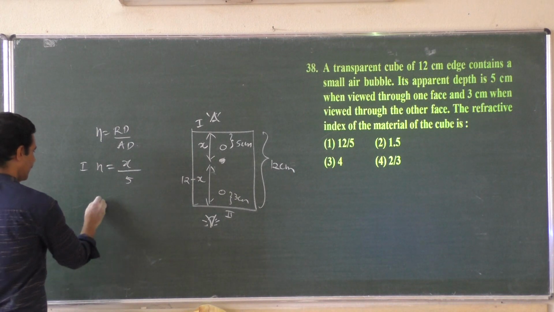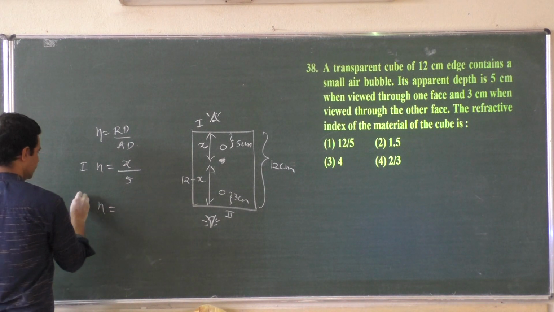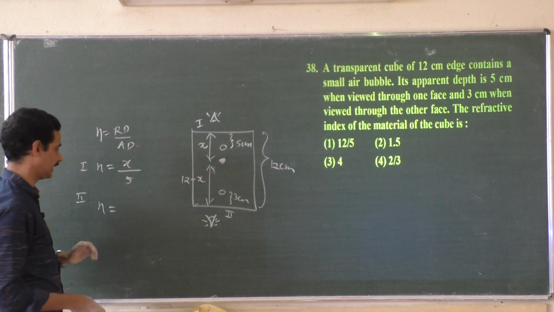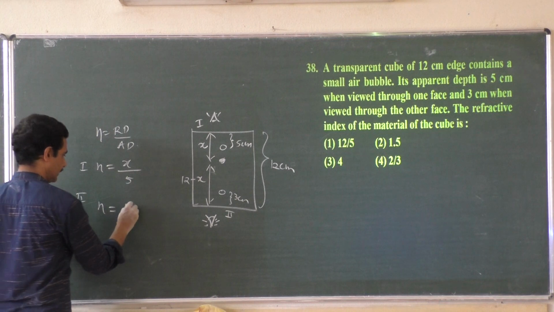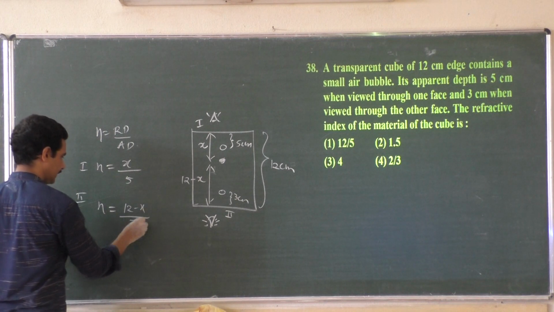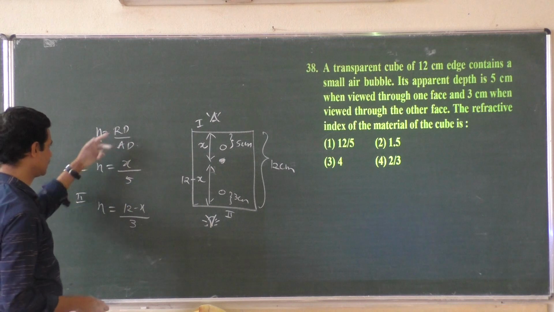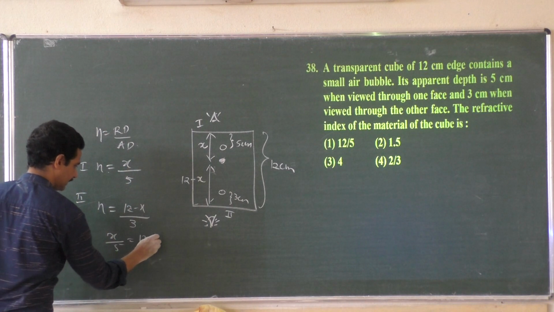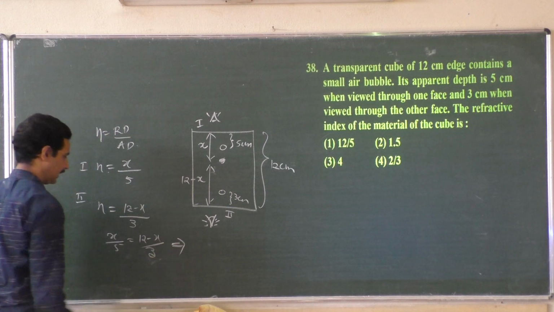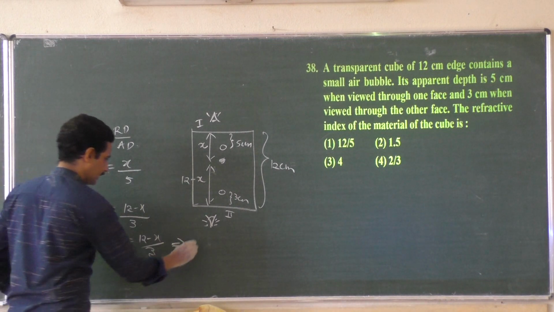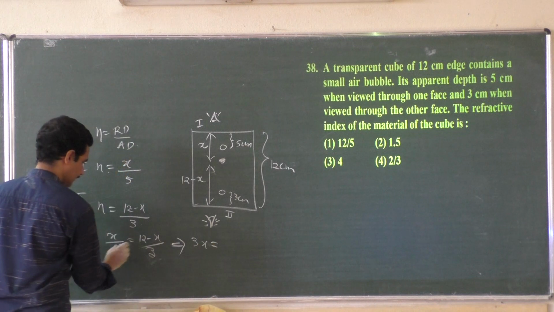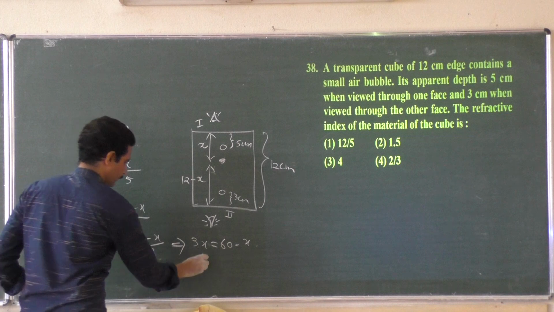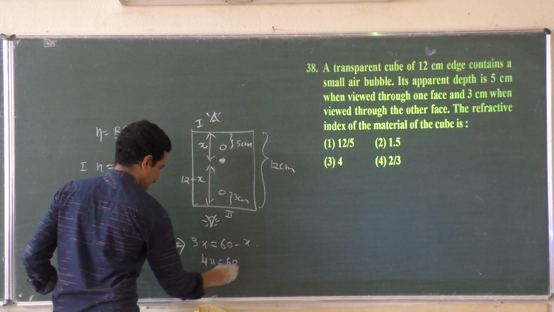Yeah. Second time N from here, the second face. Same N, because a glass slab is a glass slab only, from wherever you see it. N is 12 minus x, real depth, apparent depth is 3. So from this you have to get x and substitute it here. Both are N's, so x by 5 must be equal to 12 minus x by 3. That implies cross multiplication, 3x, 60 minus x, 4x is equal to 60.